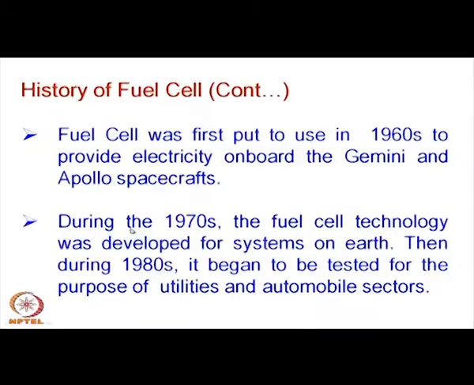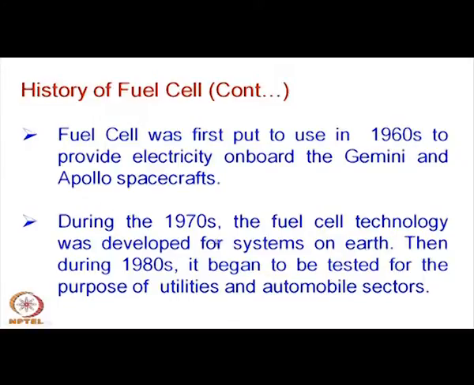So, that was one part of the history, and then fuel cell was first put to use in the 1960s, in the last century, to provide electricity on board the Gemini and Apollo spacecrafts. One of the reasons why fuel cell was used is because its power to weight ratio is very high. So, per unit weight, one can generate much larger electrical power, and therefore, one can use this on spacecrafts where the weight is an important criterion.